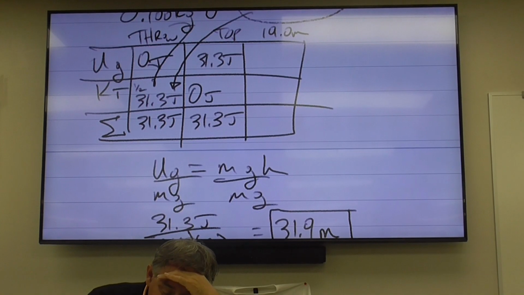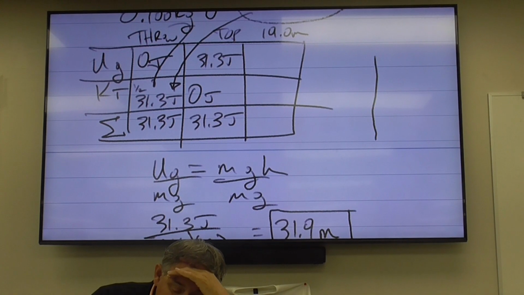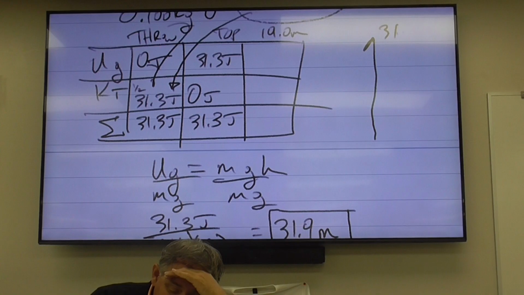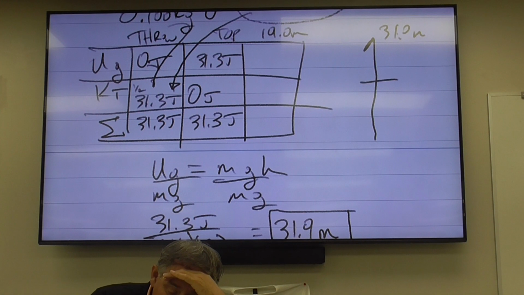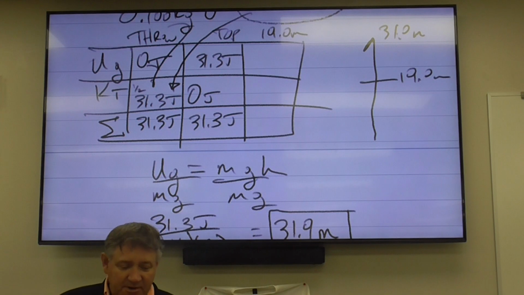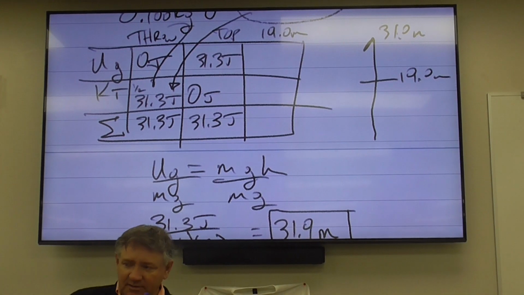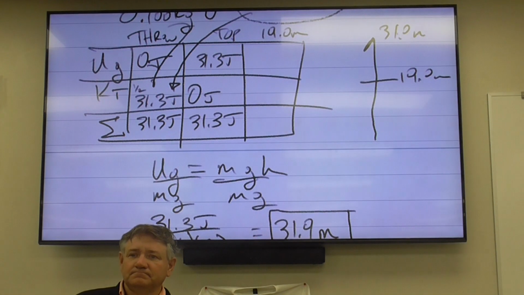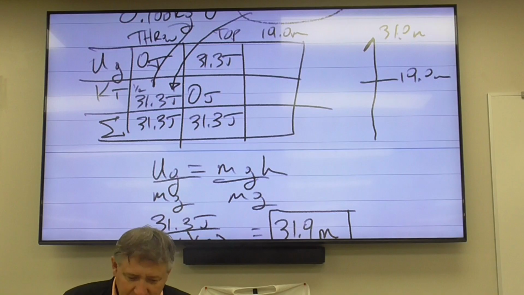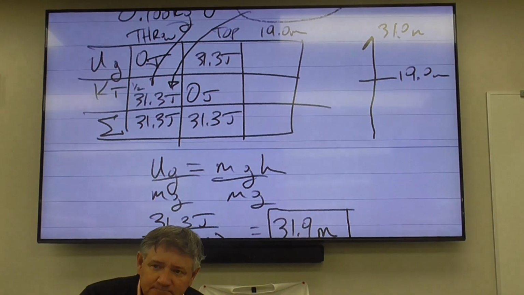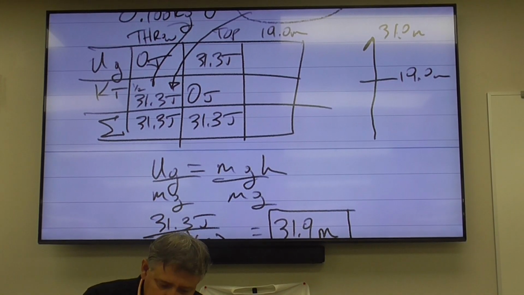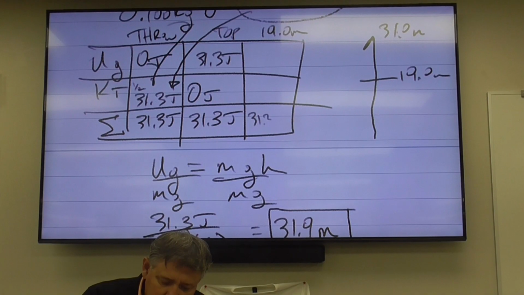So the ball has a maximum height of 31 meters. What I want to know is, when that ball is 19 meters above the ground, how much UG it has, how much kinetic energy it has, and the velocity. Well, UG equals mass times gravity times height. We know the height, so we can solve for UG. We know the total amount of energy, so we can just subtract from the total to get kinetic.